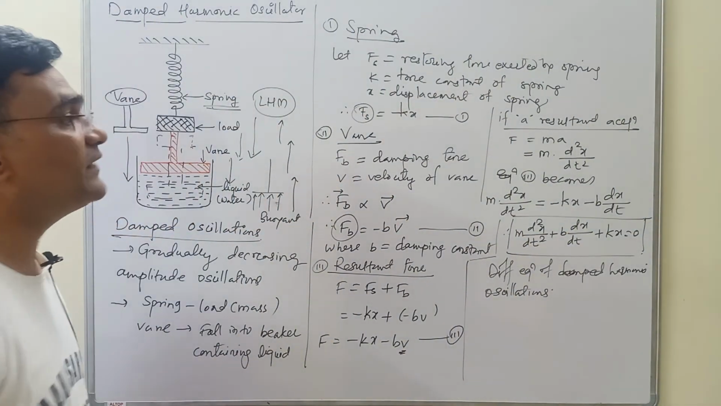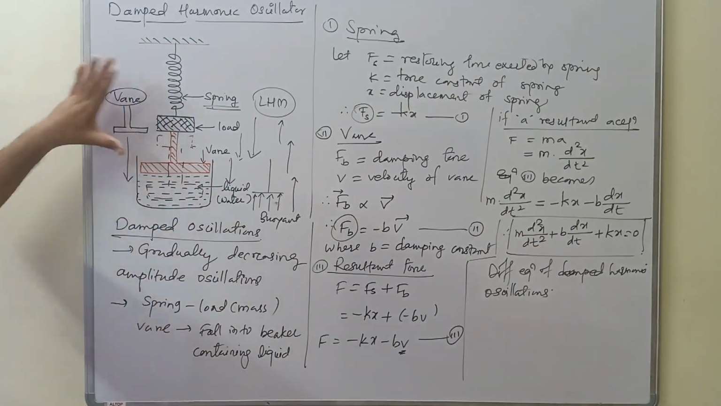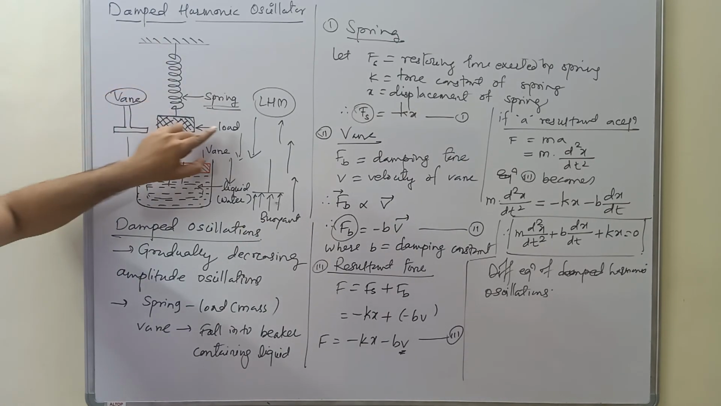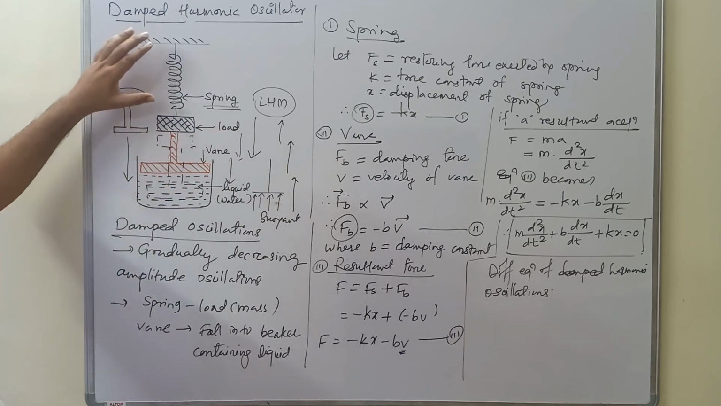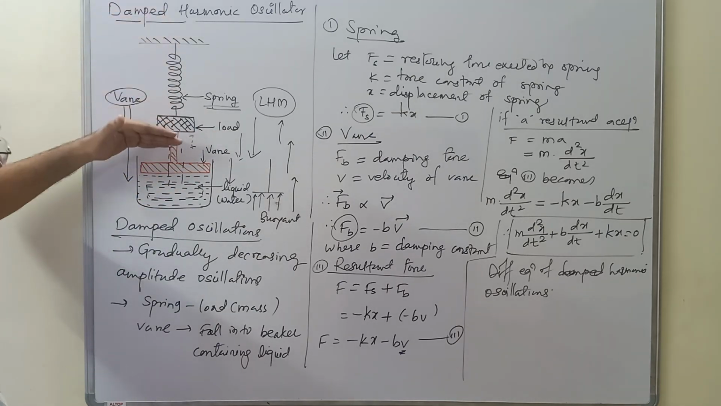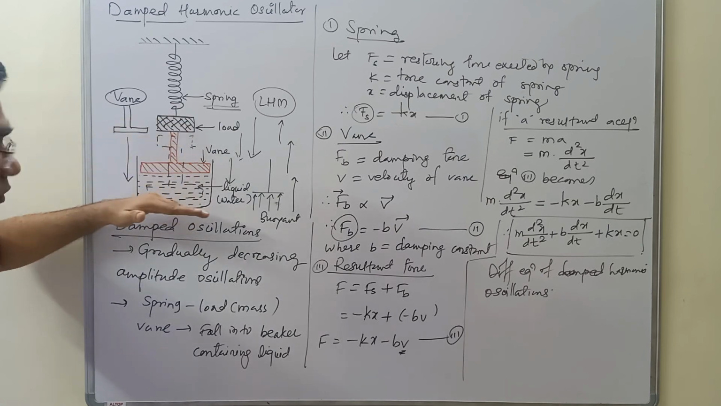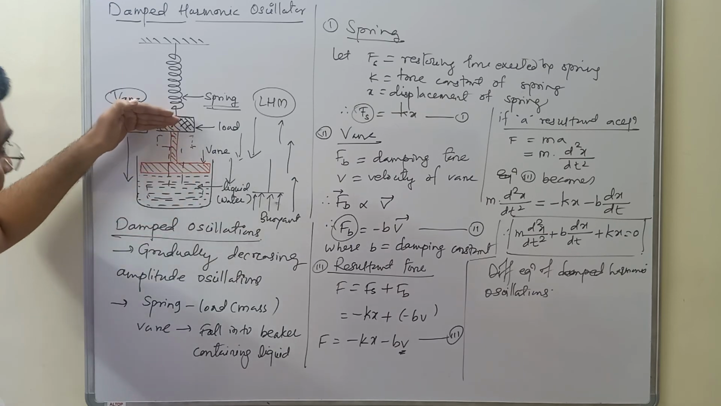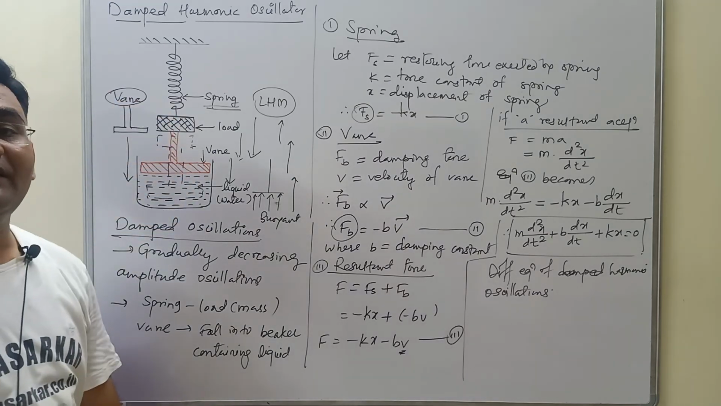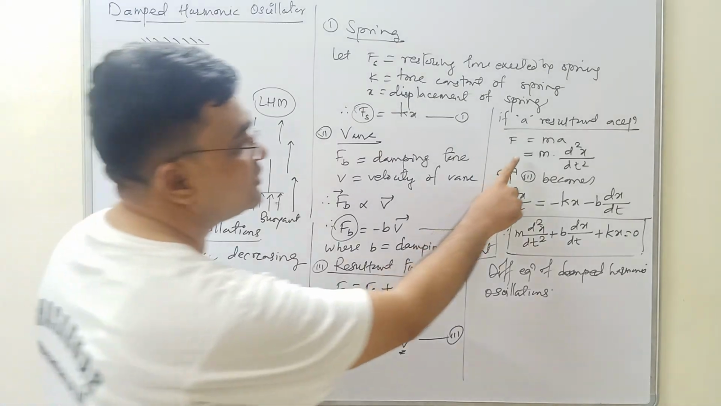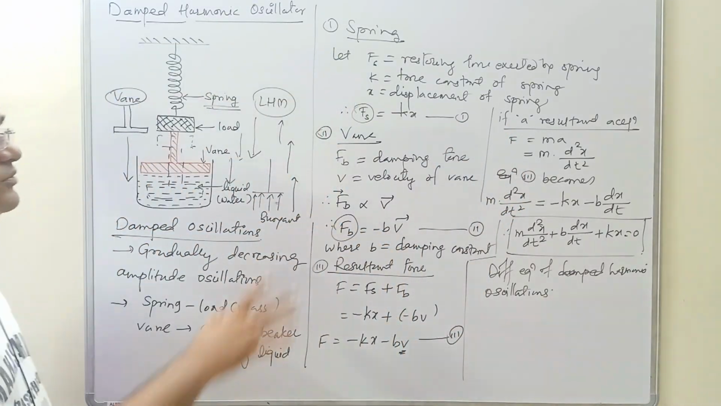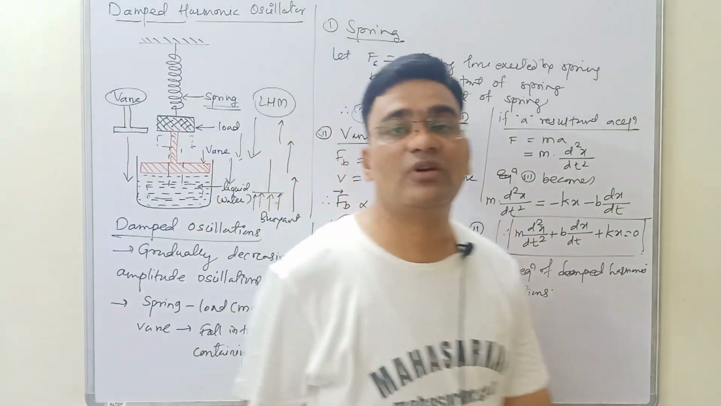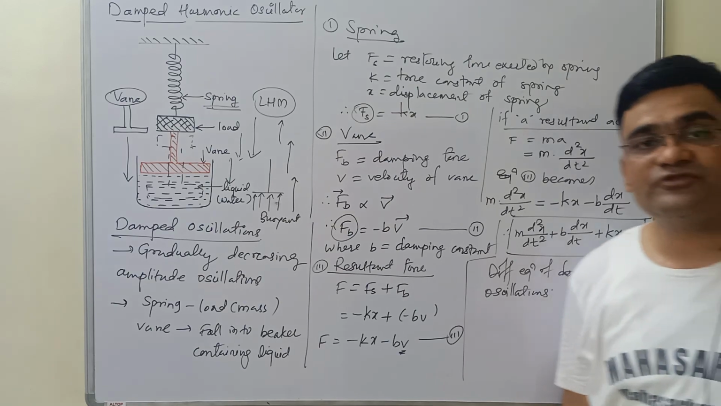I hope you understood this article, as it is very simple. We just need to go through the basic assumptions. The spring is connected to a metal block in the form of a load, and then the vane. As the spring oscillates, the vane will try to enter the water. The water will exert a buoyant force in the upward direction. The force exerted by the vane on the water is considered the damping force, which is directly proportional to the velocity, as I have written here. Keeping these two things in mind, we can derive the differential equation for the damped harmonic oscillator. I hope you understood today's video.